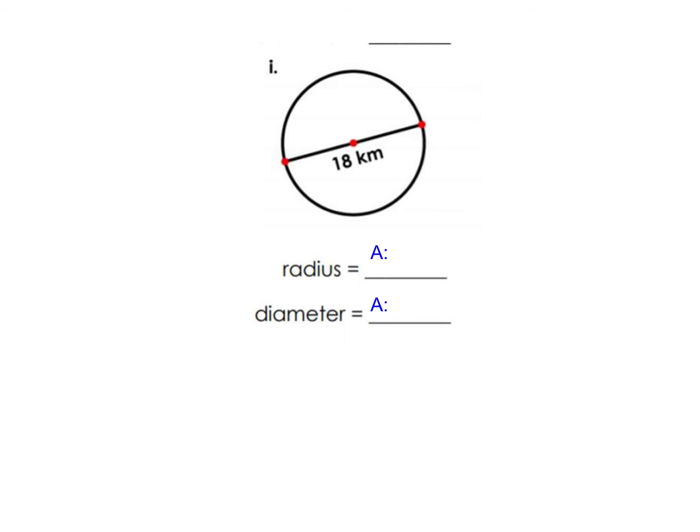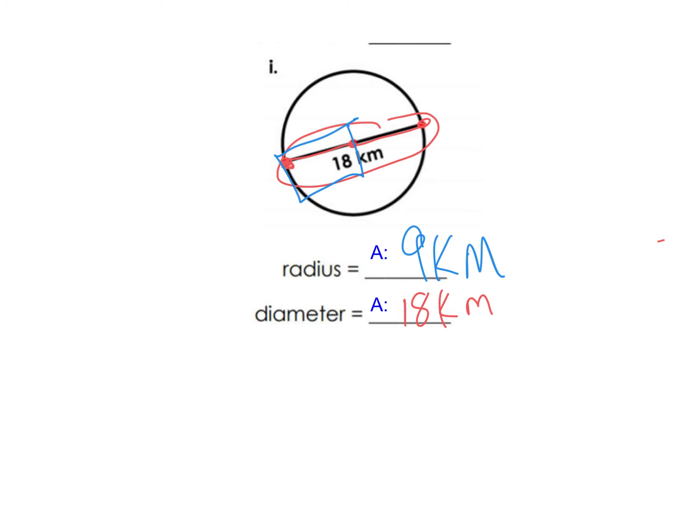Okay, so here we have a problem. Hit pause and try to fill it out on your own. Okay, so if you're listening to me again, you've tried it on your own. You have numbers in the box. This whole thing is a diameter, from one end through the center to the other side. So I know my diameter is 18 kilometers. My radius is half of my diameter. So it stops here. So that's 18 divided by 2, which is 9. If that is what you got, great.